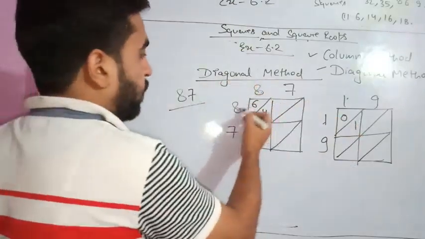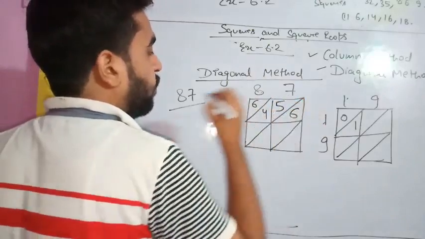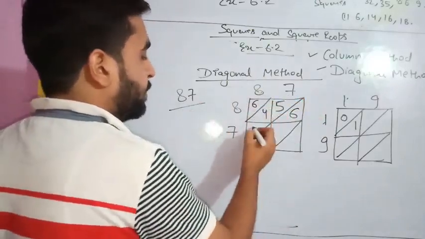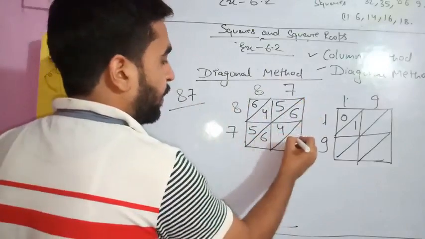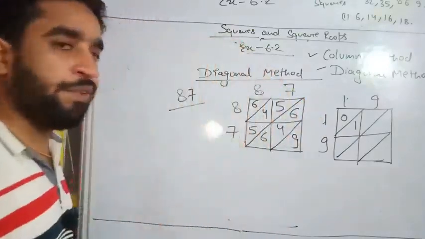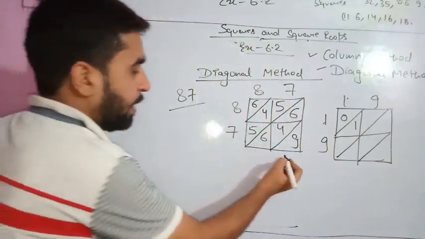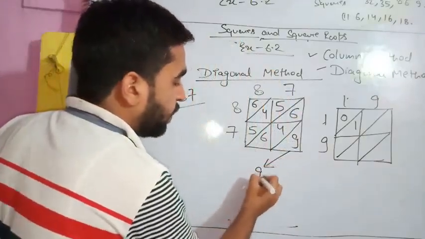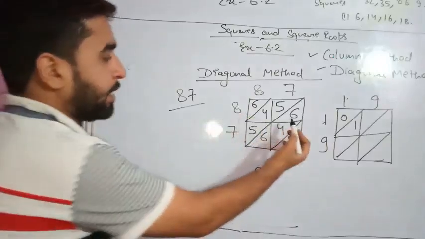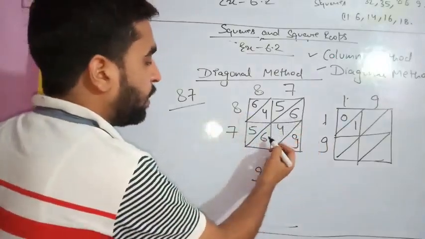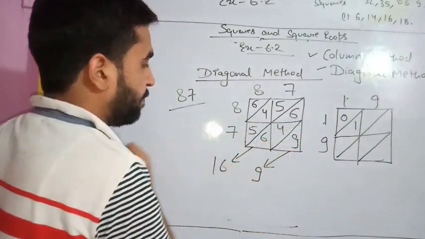8 8 ja 64, 8 7 ja 56. This is how you will fill. Then 7 8 ja 56. This is how you will fill. 7 7 ja 49. So we have filled it. Now students, let us start adding the diagonals. What is the value here? 9 only in this diagonal. Add this diagonal: 6 plus 4 10, 10 plus 6 16.